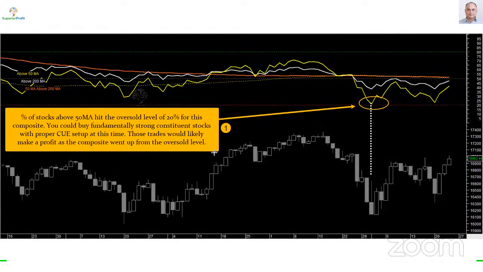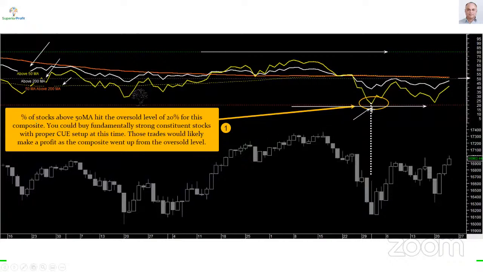Some more analysis, and the red line here, this is the 20% level, oversold condition. The 80% level, overbought condition. Midpoint, 50% level. We have 3 horizontal levels, and the percentage MA studies are drawn between those levels.